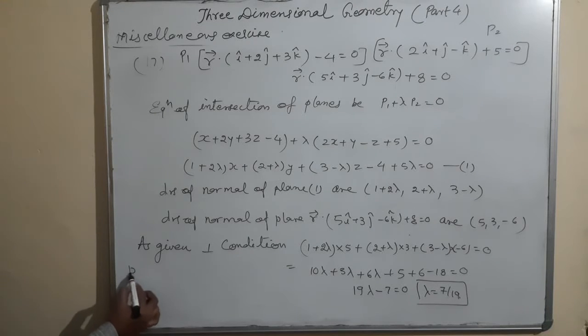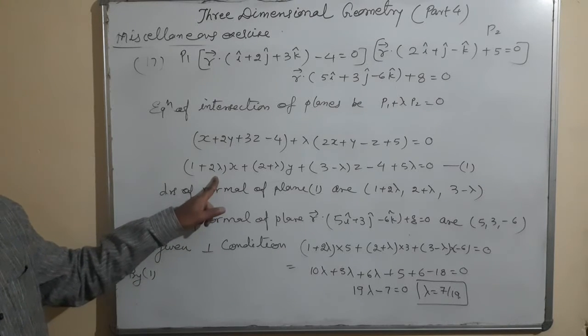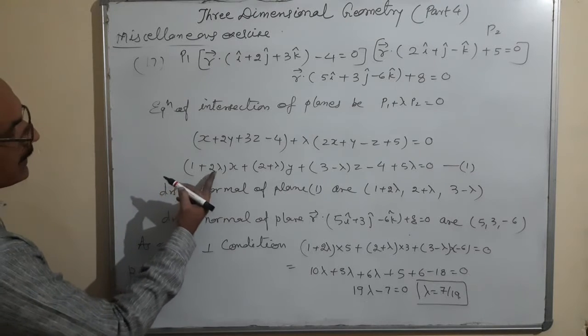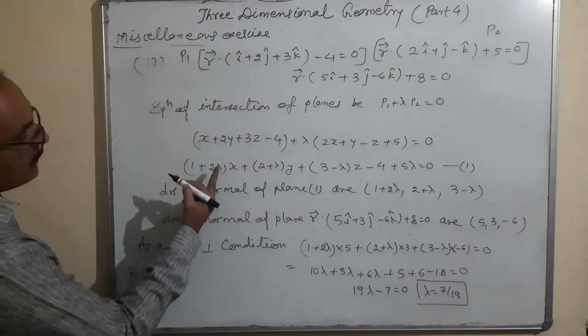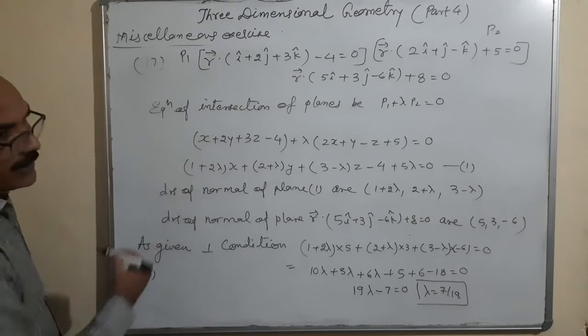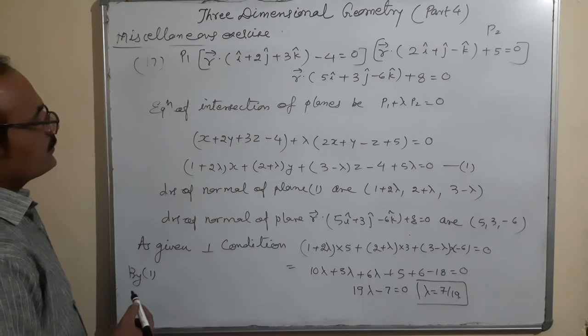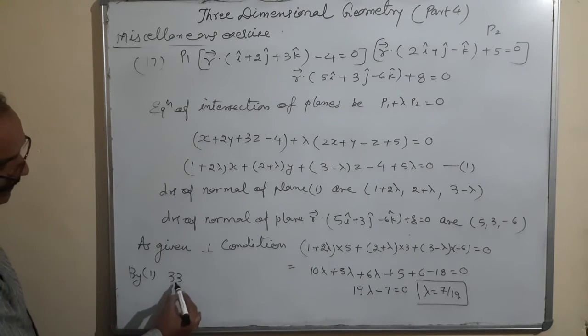So in y1, directly I am going to put 7 upon 19 in place of lambda. So let us see what is the result. 1 plus 2 multiplied by 7 upon 19. 7 2s are 14. 19 1s are 19, plus 14, 33 upon 19.